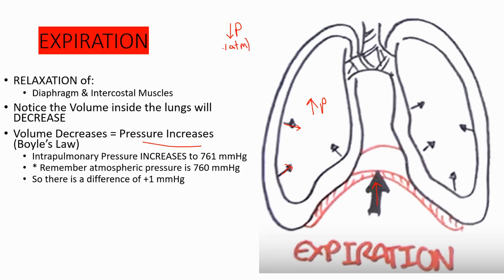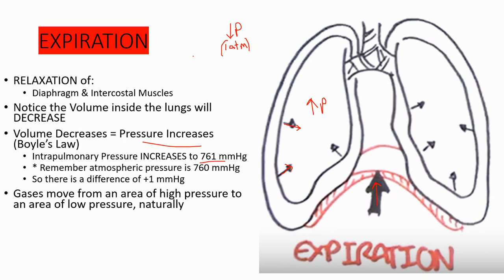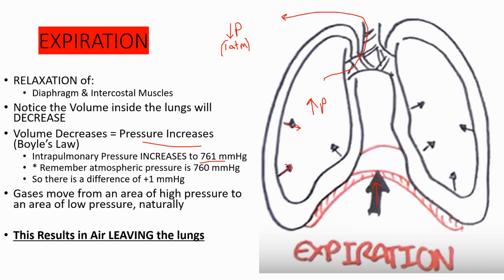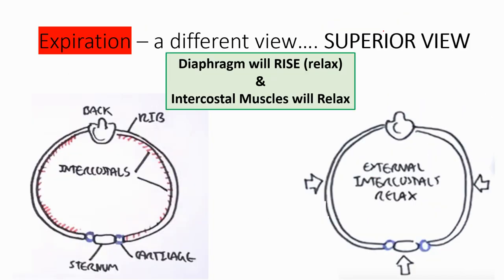Now, keep in mind, we are still at 1 atmosphere of pressure outside. That pressure outside has not changed. We're still at sea level. But in comparison, because the inside pressure is greater than 1 atmosphere, that puts the outside pressure at 1 atmosphere. So we are really only talking about, again, a change of 1 millimeter of mercury. So the inside is now 761 millimeters of mercury, with the outside remaining at 760. But the increase in pressure inside by 1 millimeter of mercury allows gas to move from an area of high pressure to low pressure, and air will leave the lungs.